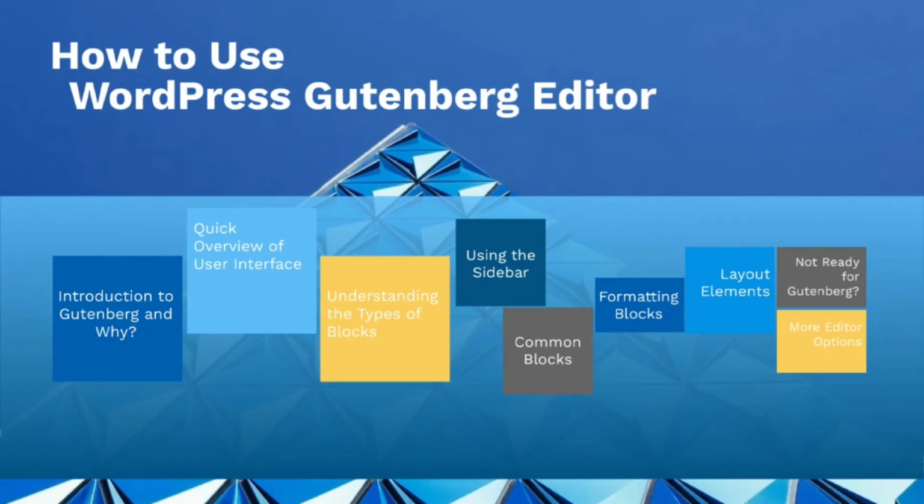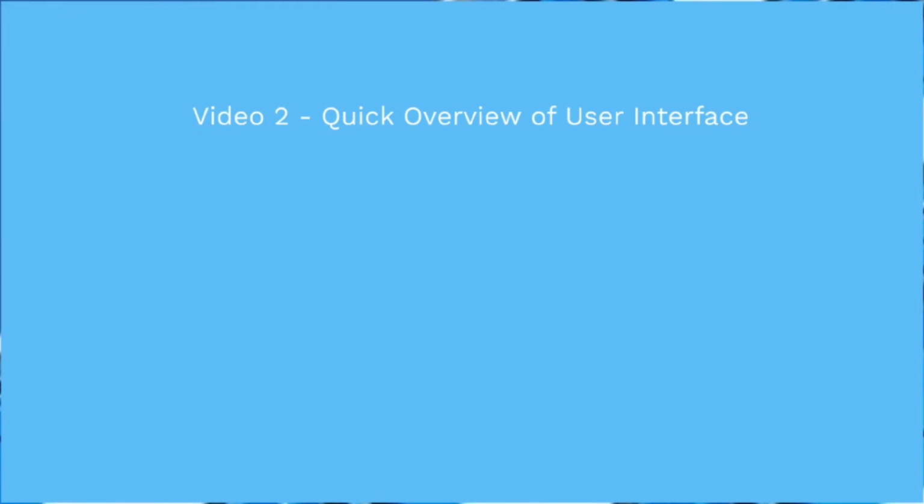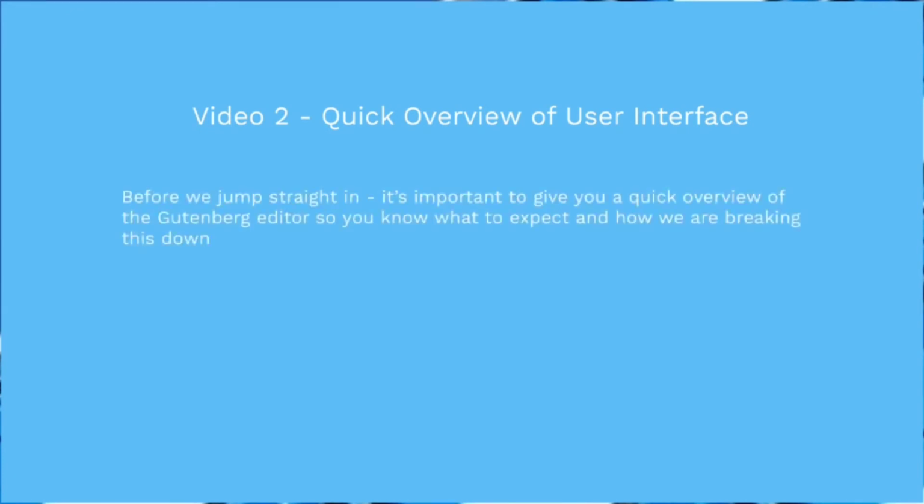Hello and welcome back. This is video number 2, and we're going to talk about a quick overview of the user interface. So before we jump in, I want to say that it's important to give you a quick overview of the Gutenberg editor so that you know exactly what to expect. You know how everything is broken down, and where things are accessible and all of that. So with that said, let's go ahead and go to a WordPress dashboard and I'll show you around.